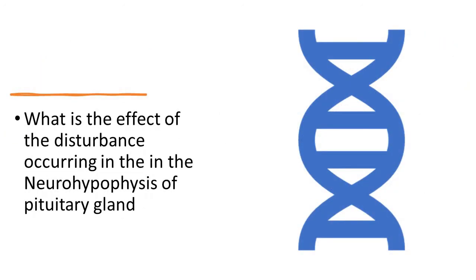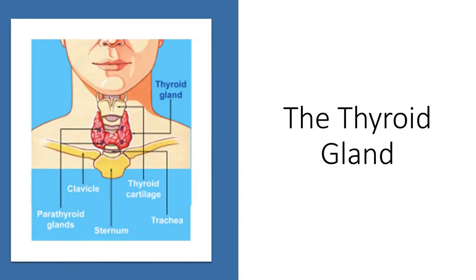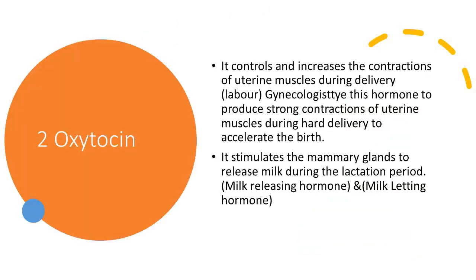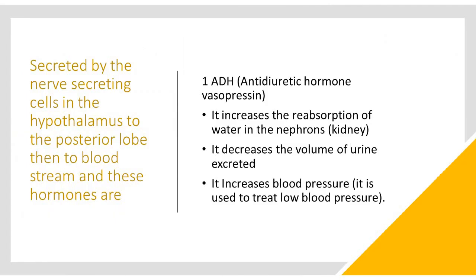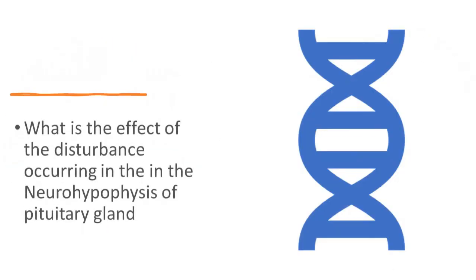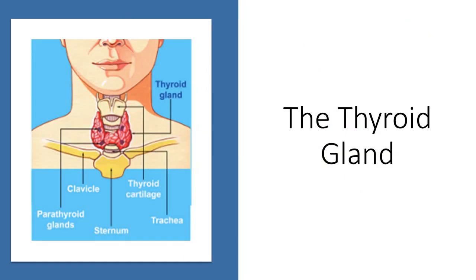If a disturbance occurs in the neurohypophysis of the pituitary gland, what is the effect? Of course it affects the oxytocin hormone, which is responsible for the mammary glands secreting milk. Also the oxytocin hormone that helps to accelerate the birth will be affected, and it also affects ADH, so it will lower the blood pressure and the urine won't be reabsorbed.